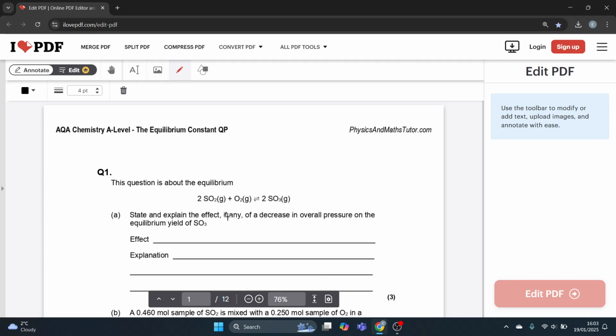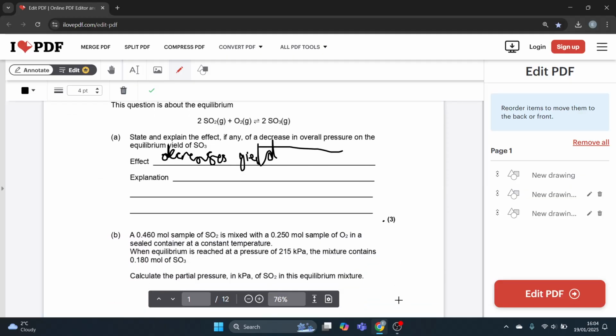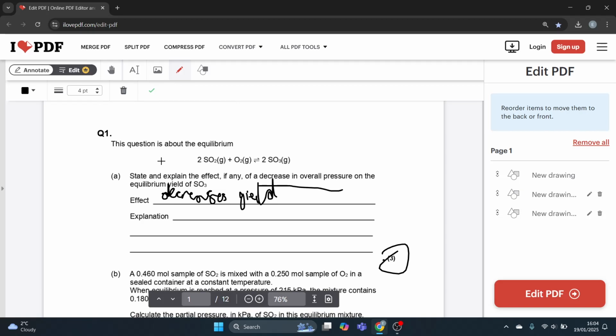State and explain the effect, if any, of a decrease in overall pressure on the equilibrium yield of SO3. So if I'm decreasing pressure, it's going to shift to the side with more moles of gas to increase pressure. Therefore, it's going to decrease the equilibrium yield of SO3. Decreases yield. That's the easy part. The next 2 marks, since it's a 3 marker, you need to be extremely specific.